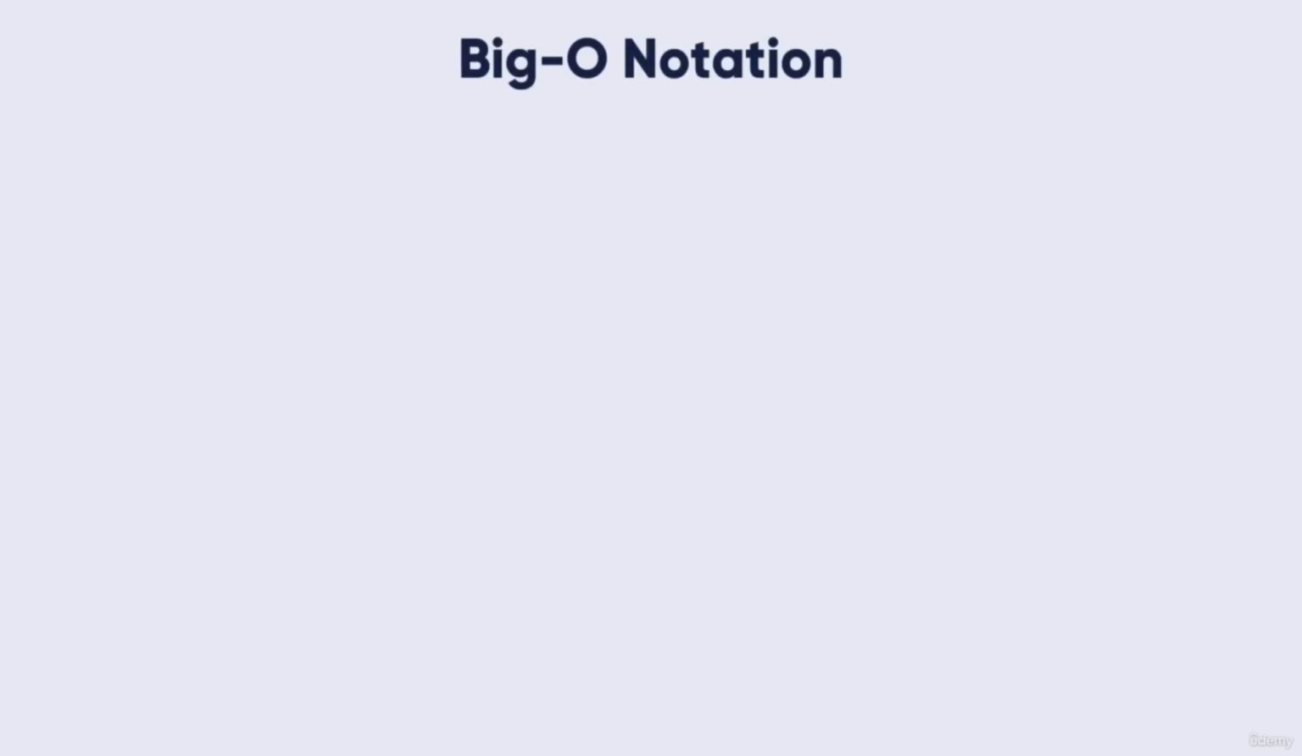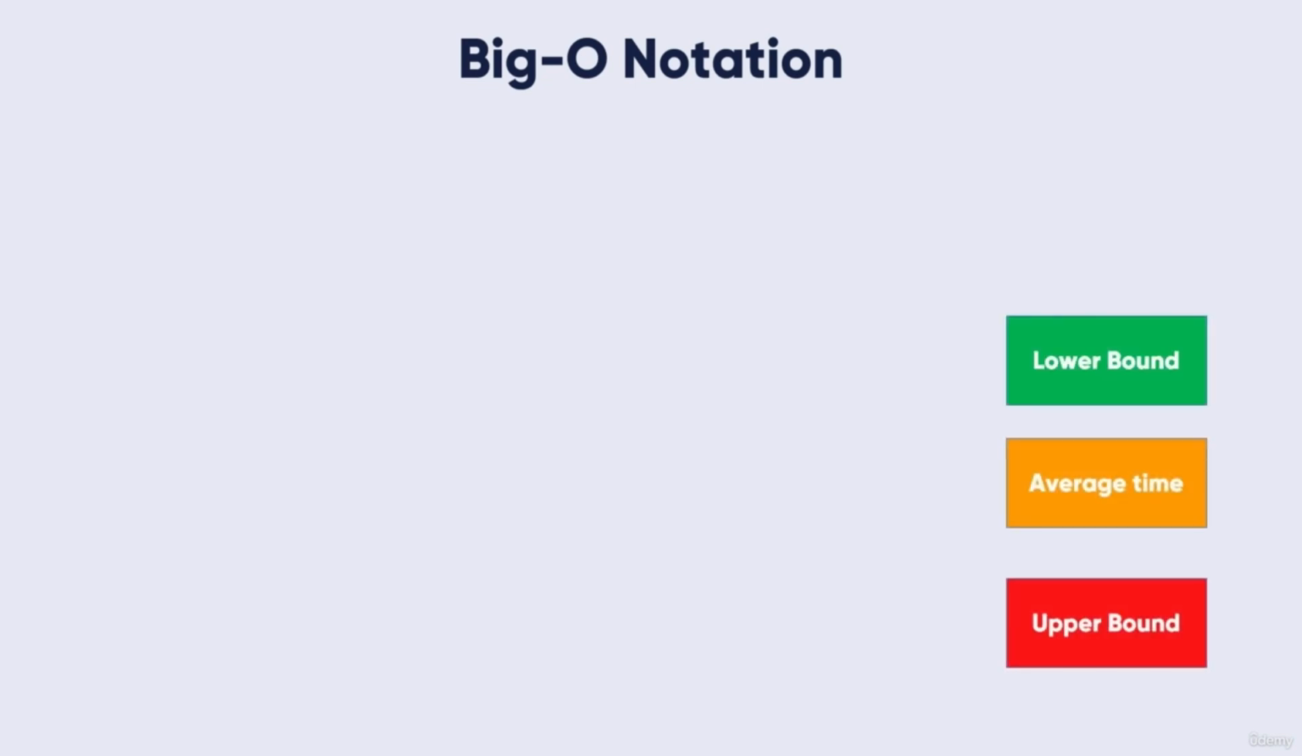Big O notation is a mathematical notation that describes the limiting behavior of a function when the argument tends towards a particular value or infinity. In computer science, Big O notation is used to classify algorithms according to how their runtime or space requirements grow as the input size grows. Big O notation characterizes functions according to their growth rates. So, different functions with the same growth rate may be represented using the same O notation.